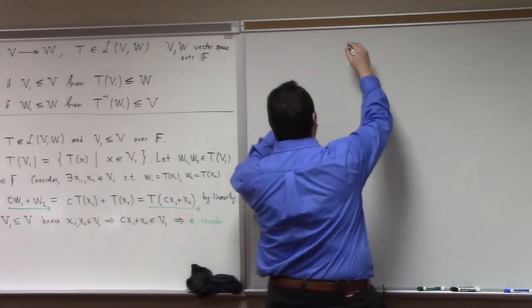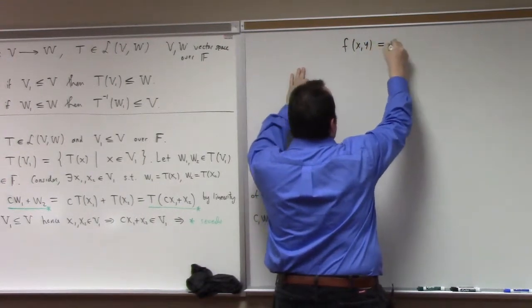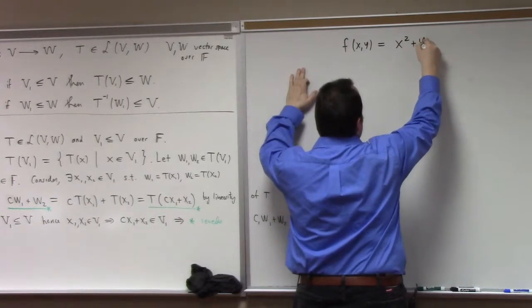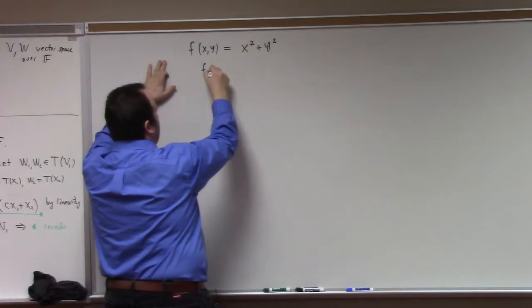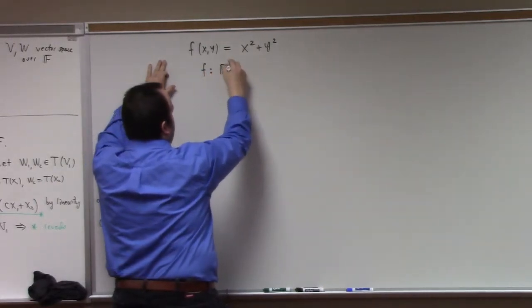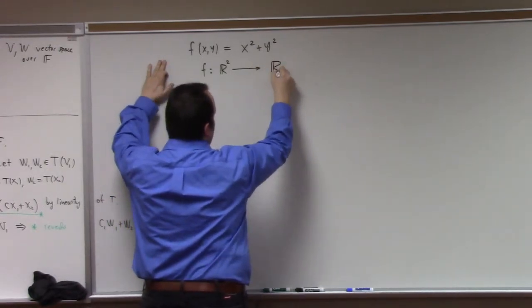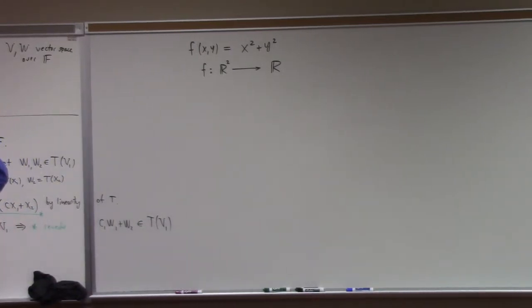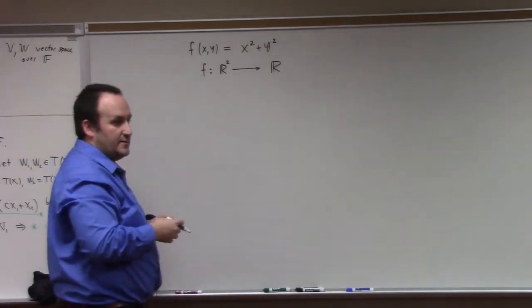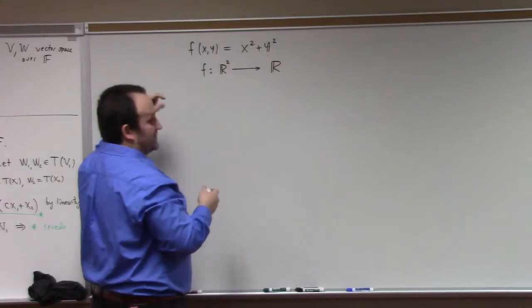Here's one. We could look at something like f of x comma y equal to x squared plus y squared. I like this example. So here I'm looking at a function whose domain is R2, right? And the range is R. Okay? And then you can ask the question, what's the inverse image of points in, oh, not the range, the codomain is R. Okay? The range is smaller.